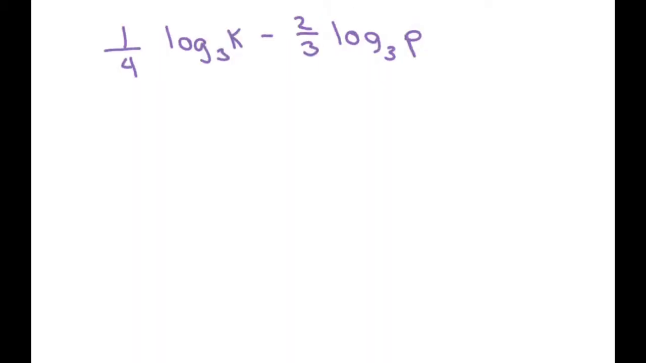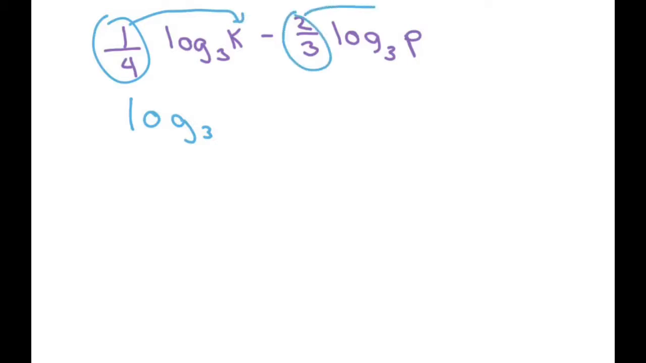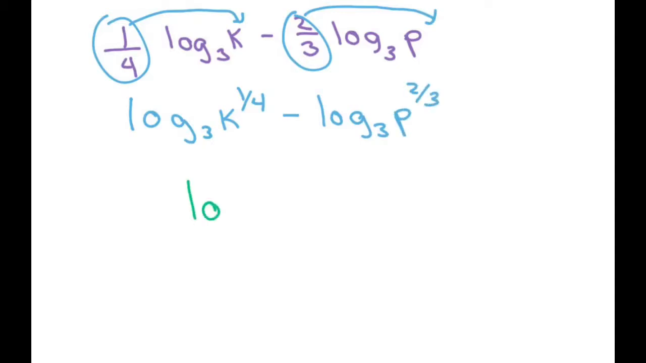The next one is this one. First do your power property and move that. For example, we're going to move the 1/4 here, and the 2/3 here is the power. Log base 3 of p to the 2/3, and we merely write it as a single log. So it's going to be k to the 1/4 over p to the 2/3.